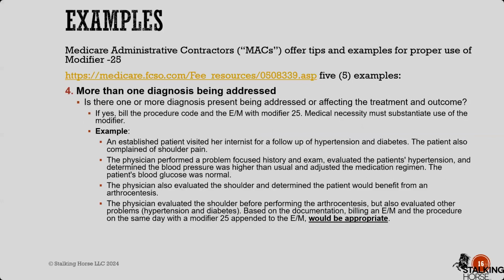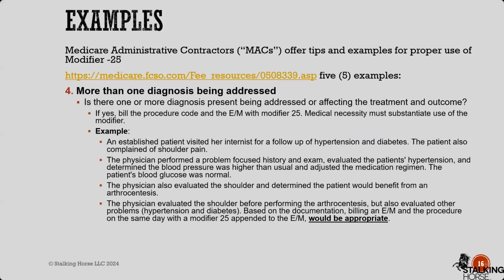So another example they give is more than one diagnosis is being addressed. And so we sort of saw an example of this before. The first example, I believe it was. So is there one or more diagnoses present being addressed or affecting the treatment and outcome? If yes, bill the procedure code and the E&M with modifier 25. Medical necessity must substantiate the use of modifier. So again, we show all that through the documentation.